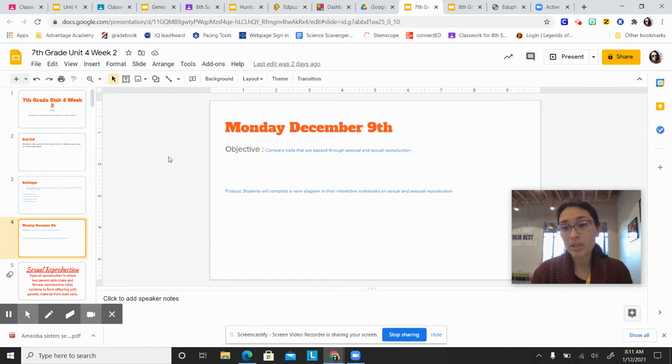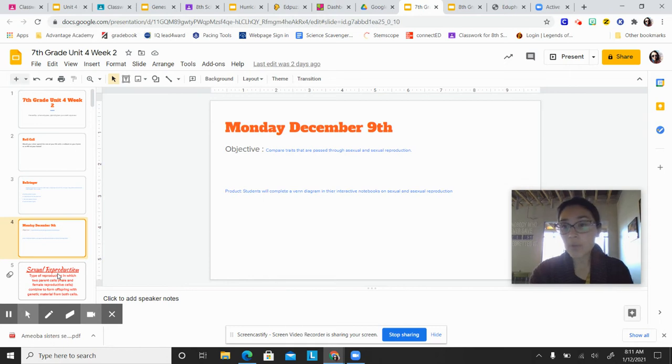Okay, so we're going to talk about sexual reproduction today, which is going to be the other mode of reproduction that most animals do. And we're going to compare and contrast the asexual and sexual reproduction. So that's our objective today. Students will complete a Venn diagram in their notebooks on sexual and asexual reproduction. So that's my exit ticket for my ND students. I believe it's in your digital notebooks as a compare and contrast. And then those at school, you guys will have a compare and contrast exit ticket.